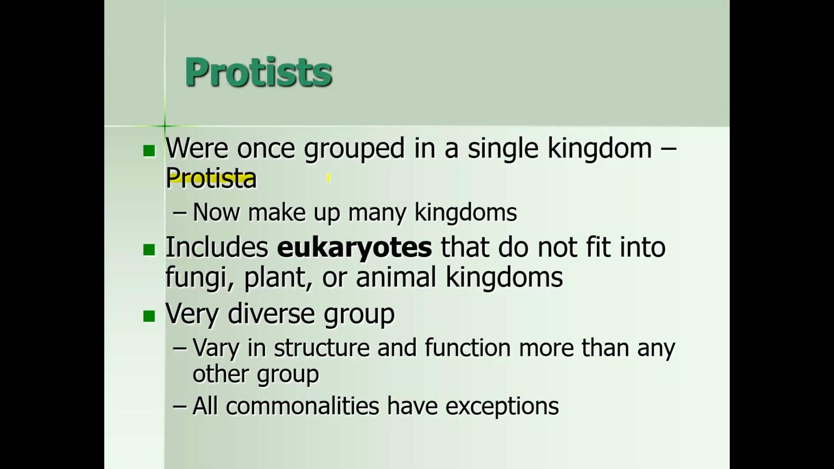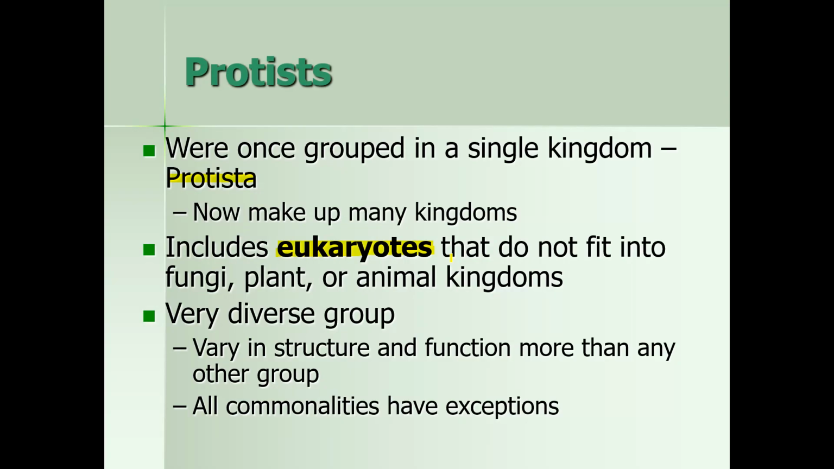And honestly, the protists are the least defined of all of our kingdoms or all of our groupings. The only thing that they all have in common, once again, let me repeat that. The only thing that all protists have in common is that they are eukaryotes. So this is definitely something that sets them apart from the bacteria and the archaea, is that they are eukaryotes, which means they do have nuclei and they do have membrane-bound organelles.